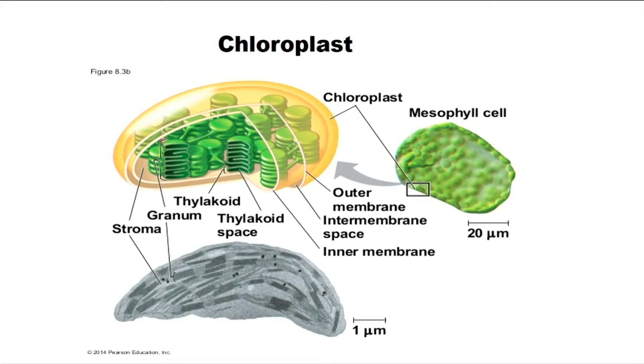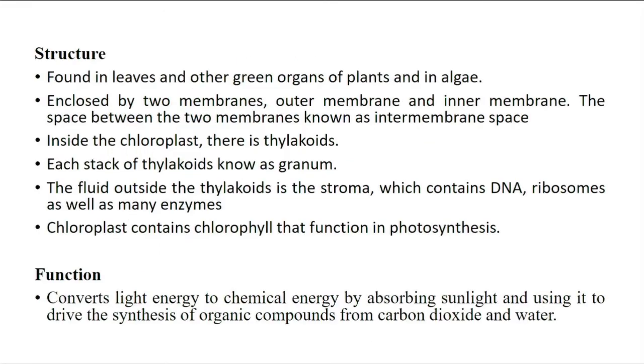Okay, now we are going to describe chloroplast. The diagram shows the chloroplast found in mesophyll cell. Based on the diagram, the important structures in chloroplast are outer membrane, inner membrane, granum, stroma, and thylakoids. Chloroplast is found in leaf, and other green organs of plants and in algae.